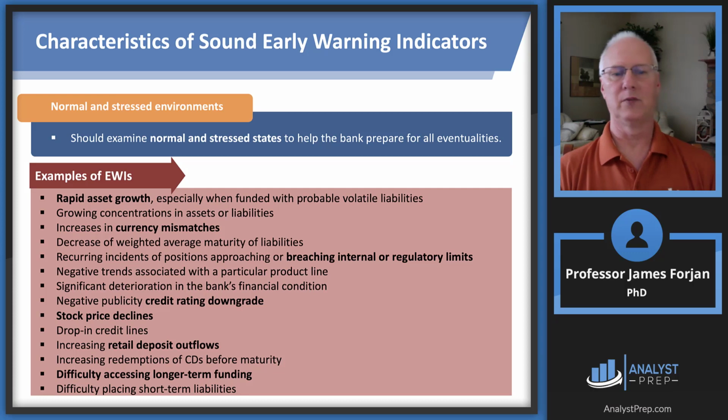Stock price declines, bond price declines, drop in credit lines. Retail deposit outflows, if those things are increasing, and increasing redemptions of CDs before maturity. Those three kind of go hand in hand. Difficulty in accessing longer-term funding and placing short-term liabilities. Those bottom two can be summarized by thinking about how much ease of access we have to capital markets.